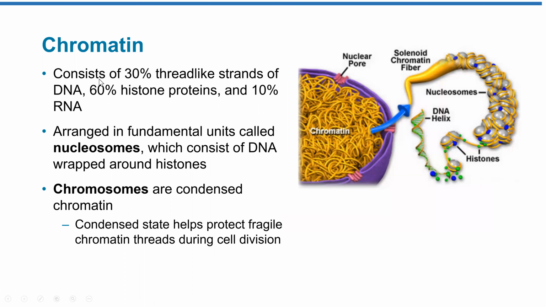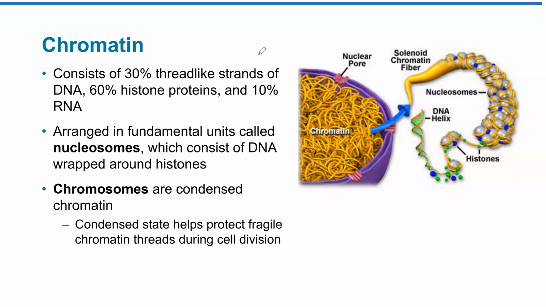Chromatin. Chromatin is found inside nucleus. It consists of 30% thread-like strands of DNA, 60% histone proteins, and 10% RNA. So chromatin is a structure made of DNA, proteins, and small amount of RNA. Chromatin arranged in fundamental units called nucleosomes, which consist of DNA wrapped around histones. Chromosomes are condensed chromatin. Its condensed state helps protect fragile chromatin threads during cell division.